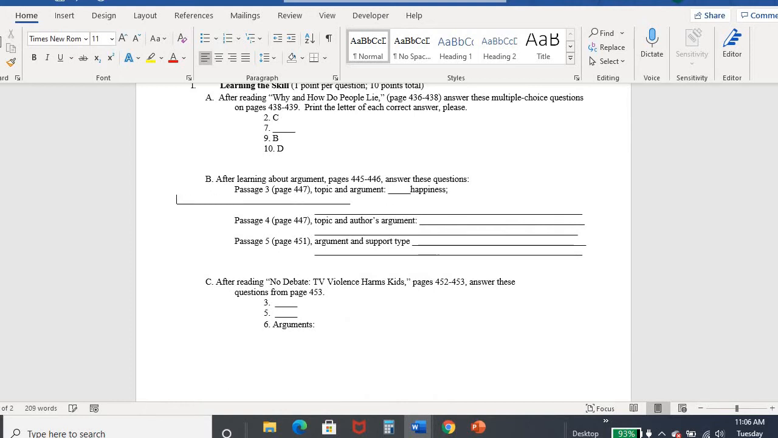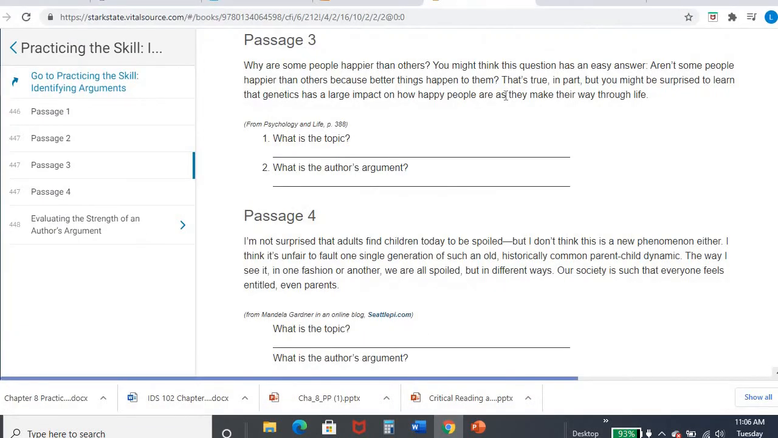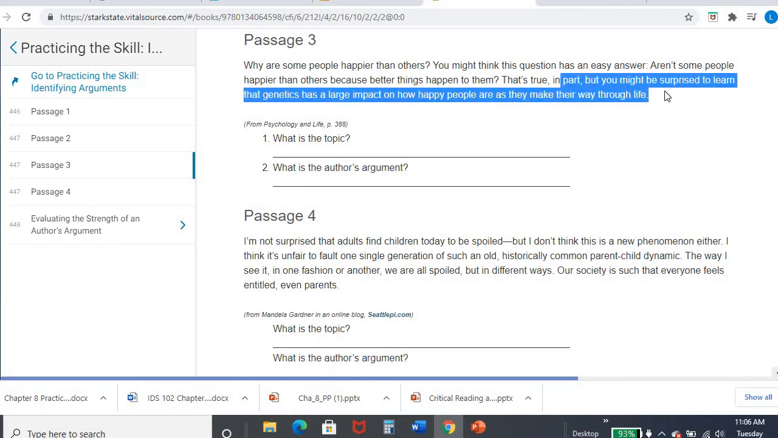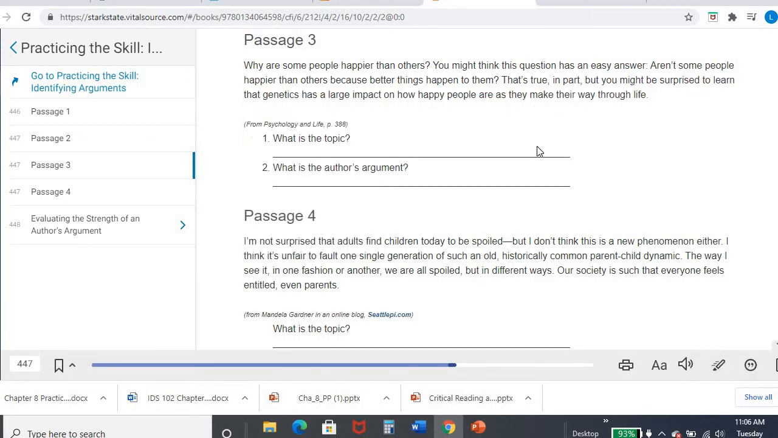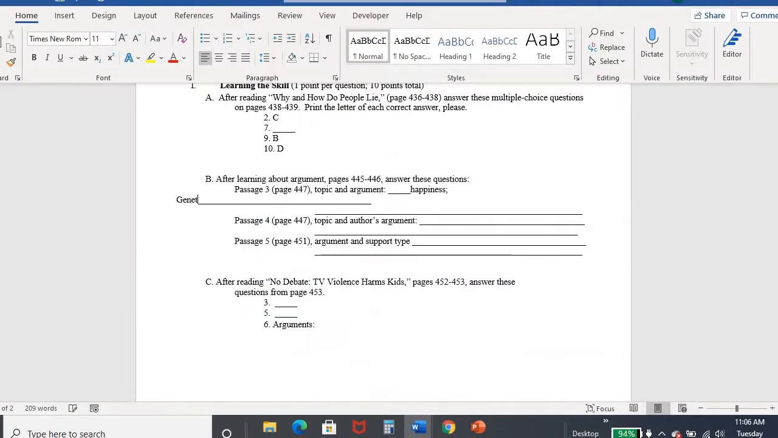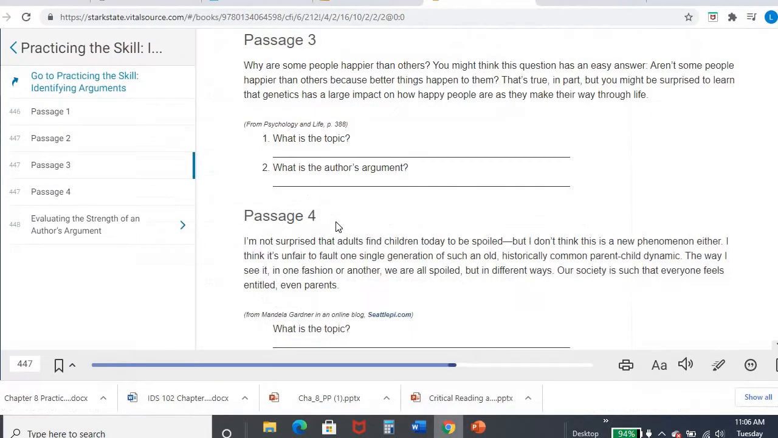Okay, that's my topic. What's the argument? Like, what is the author trying to say? I think the key part is right here: you might be surprised to learn that genetics has a large impact on how happy people are. So to me, the argument is that the author is saying genetics play a role in happiness. Okay, that's what you're going to do for passages 4 and 5. Passage 4 is right below it.